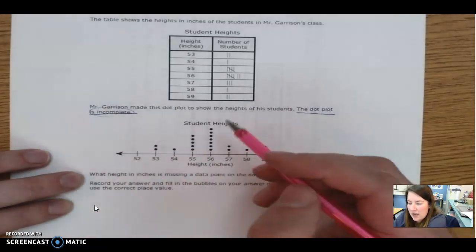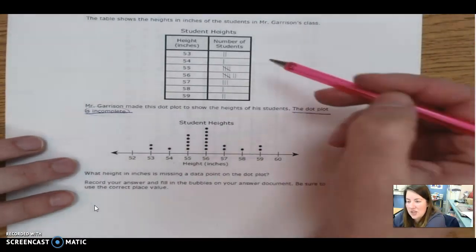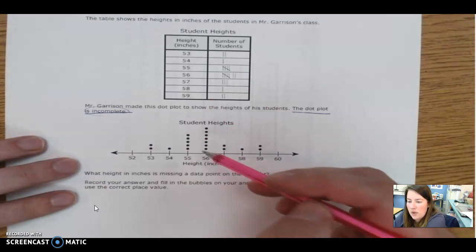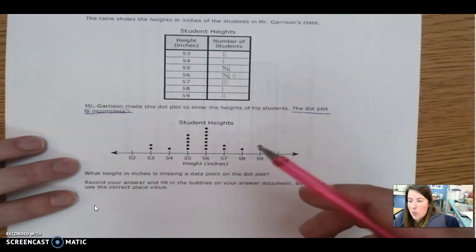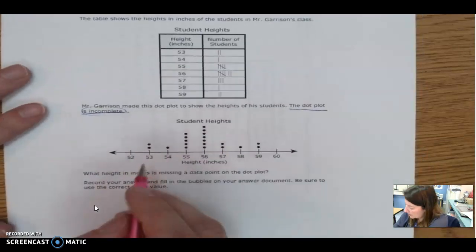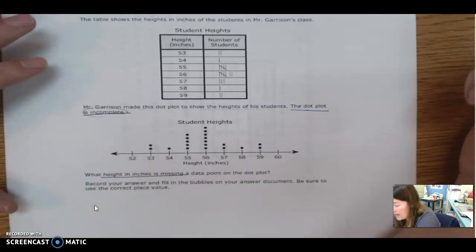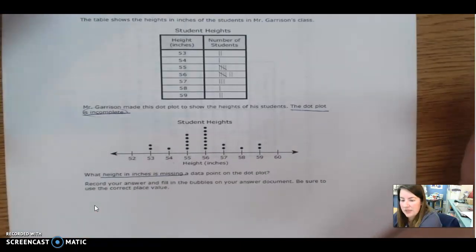So we're going to have to check. What we're going to do is go line by line to make sure this frequency table matches this dot plot. And when we find the part that's missing, that's what we need to know. We're looking for which height in inches is missing. All right, so let's start at the top. Let's start at the beginning.